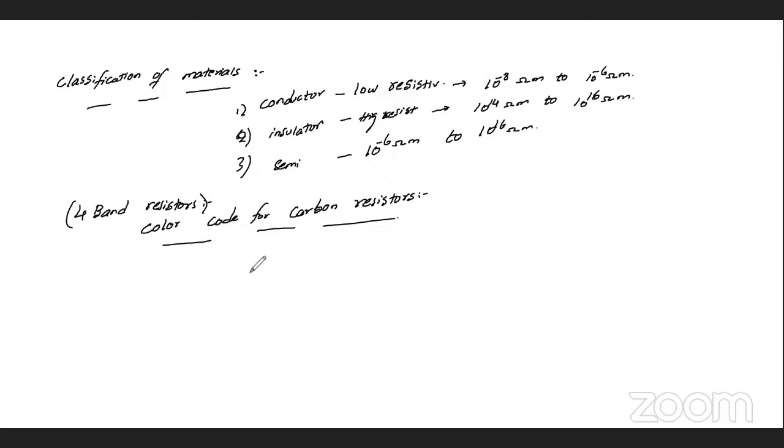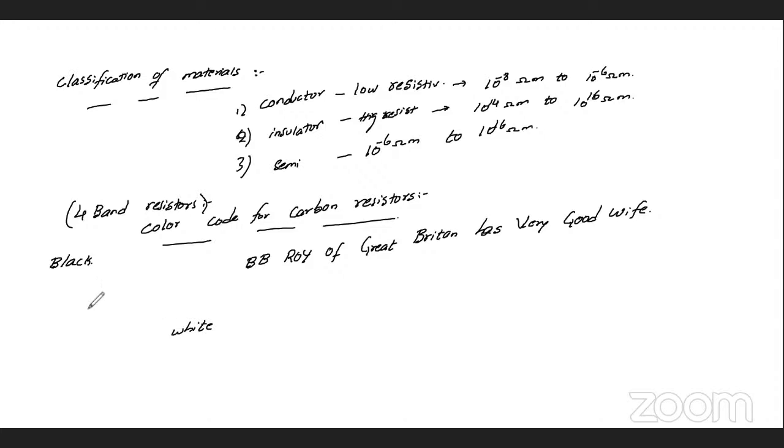So to memorize these colors, there is a sentence formation. You may remember that: BB Roy of Great Britain has a very good wife. Remember, when we are discussing color coding, it always starts from the darker color and ends with the lighter color. The darker color is black, and the lighter color is white.